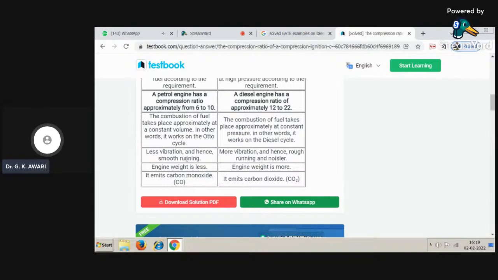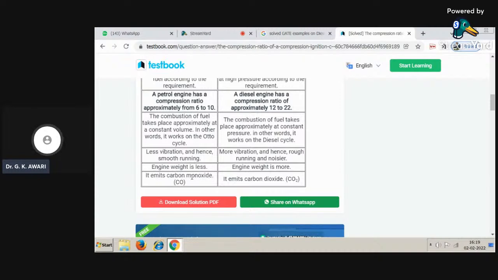The SI engine will have less vibration, hence smooth running. The CI engine has more vibration, more rough running, and produces more noise compared with the SI engine. In case of the CI engine, weight is more. In the SI engine, weight is less.